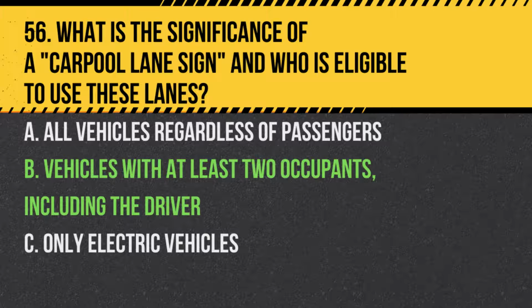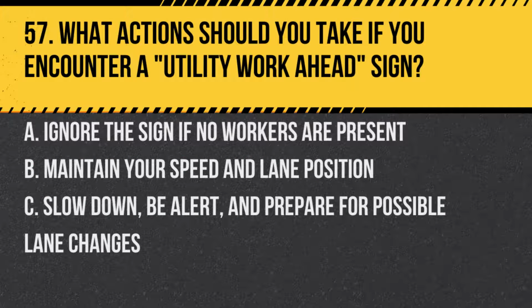Carpool lanes, indicated by carpool lane signs, are reserved for vehicles with multiple occupants to promote ride-sharing. Question 57. What actions should you take if you encounter a utility work ahead sign? A. Ignore the sign if no workers are present. B. Maintain your speed and lane position. C. Slow down, be alert, and prepare for possible lane changes.